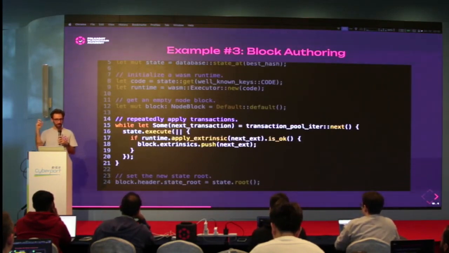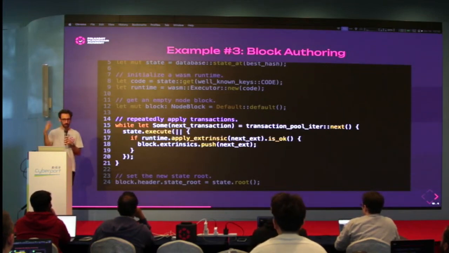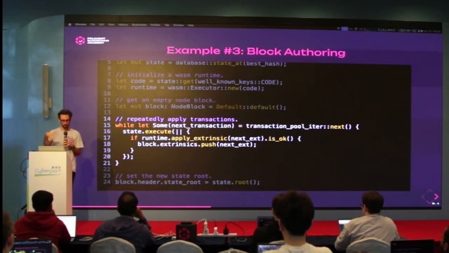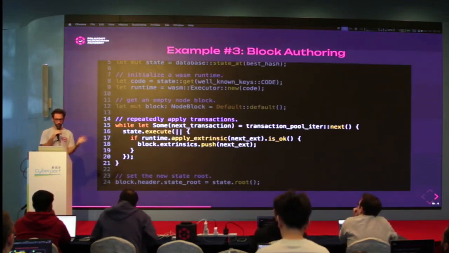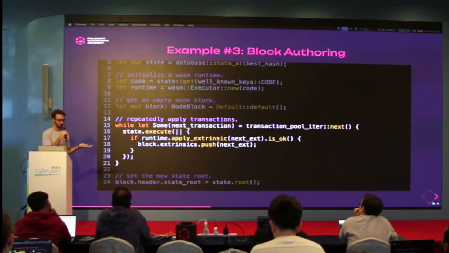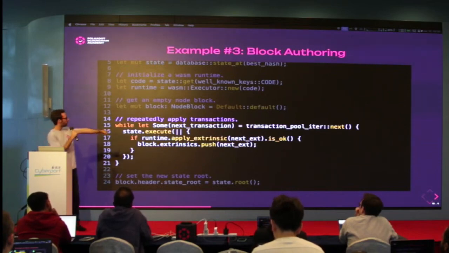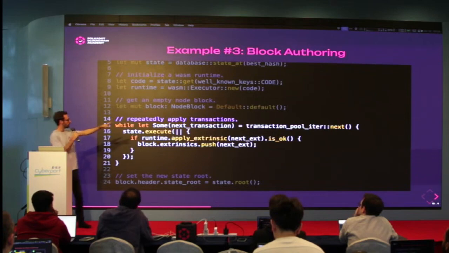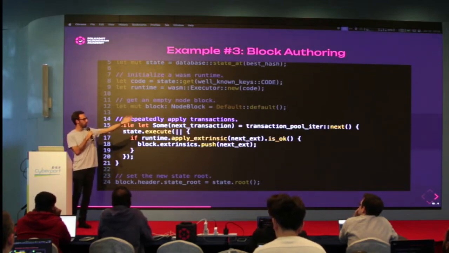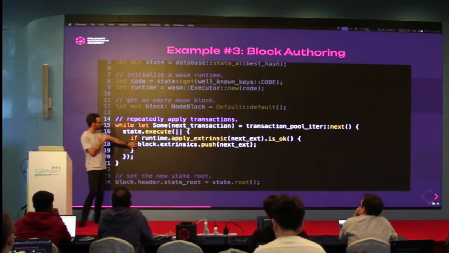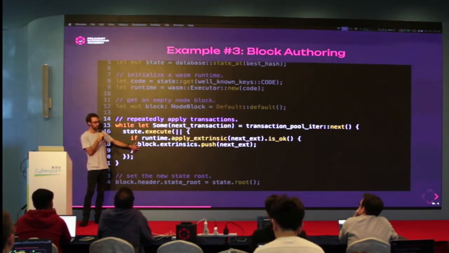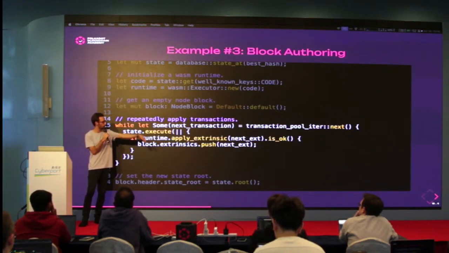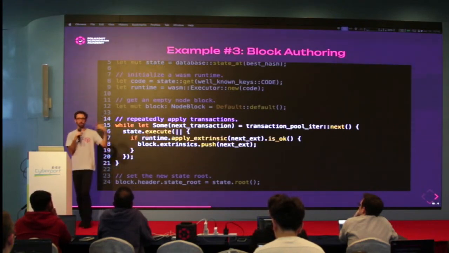While some transaction pool iterator, however it is implemented, while you have new transactions, just give it to me. And this time I'm calling into a different runtime API with a similar syntax. It's called apply extrinsic. So we do it one by one. And we're assuming that this apply extrinsic is returning a result. And if that result is okay, we are pushing that transaction into the list of the transactions in the block. So block.extrinsic.push, this one that I just applied. And we repeatedly do this.